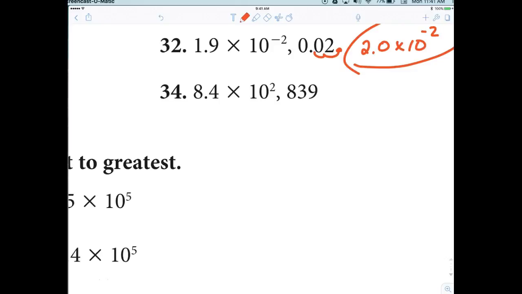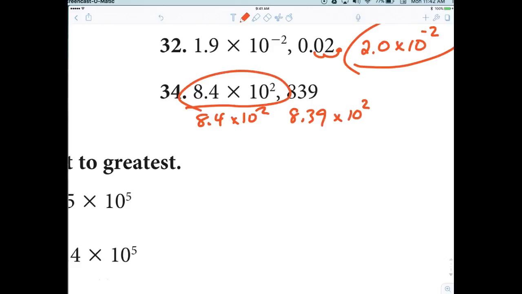And 34. Now, 8.39 would be what? How do I write that? 8.39 times 10 to the second. So now you're just comparing 8.4 to 8.39. Which one's bigger, Abe? Be careful, they're trying to trick you. Yes, 8.4 is bigger. Is everybody okay with that now, guys? All right.